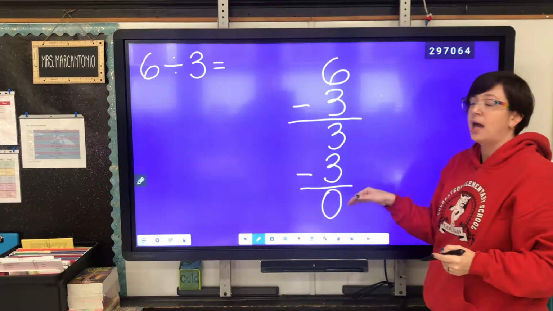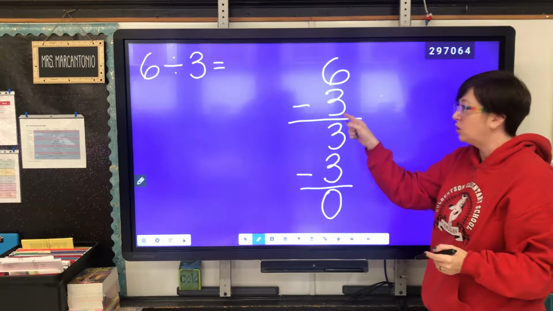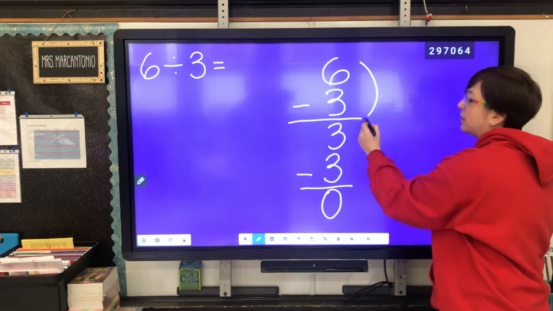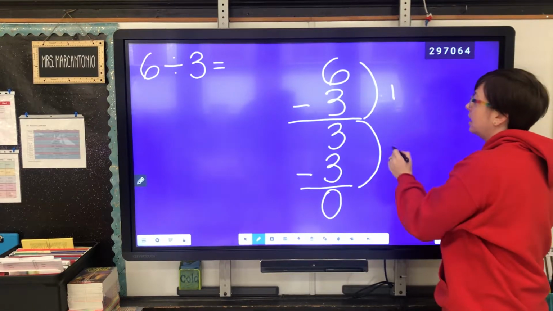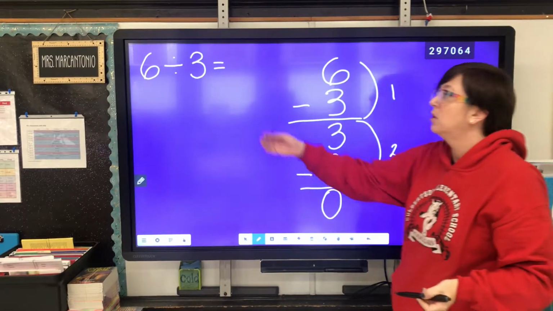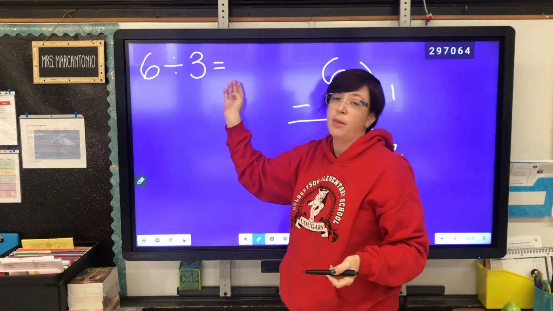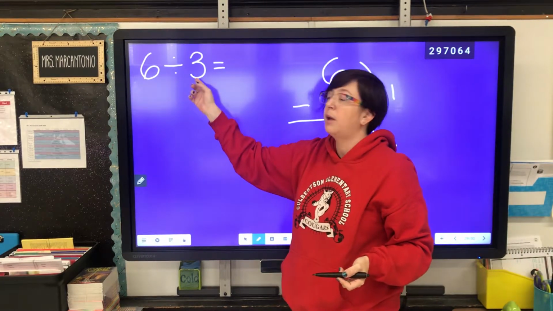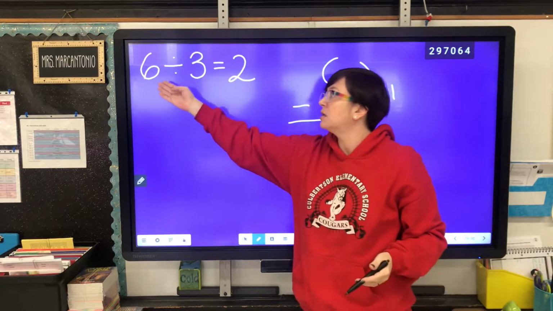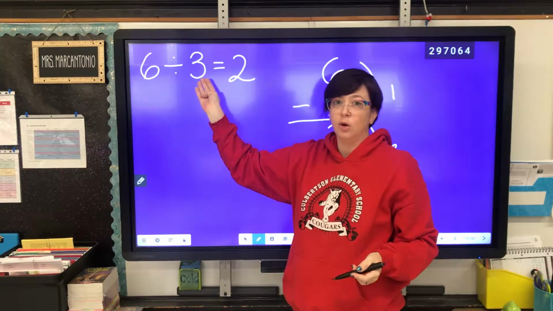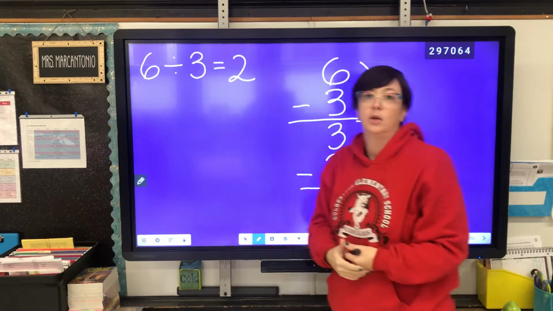So if I look back at how many times I took 3 away, this was my first time, this was my second time. Because I did that 2 times, I can use that to find my quotient. 6 divided by 3 would be 2. So if I had 6 and I divided that into 3 groups, I would have 2.